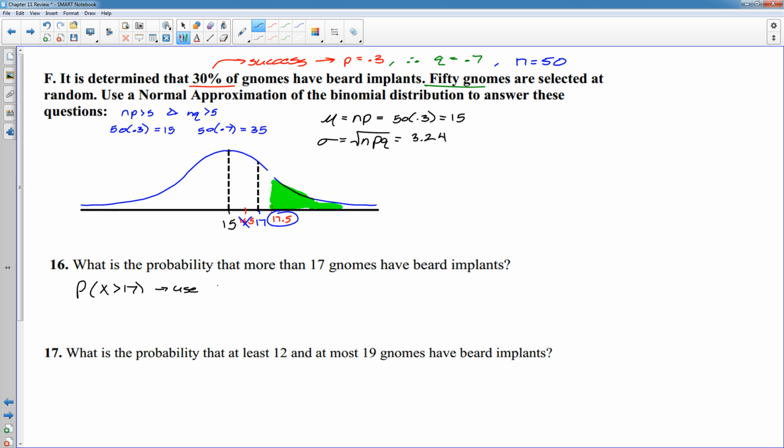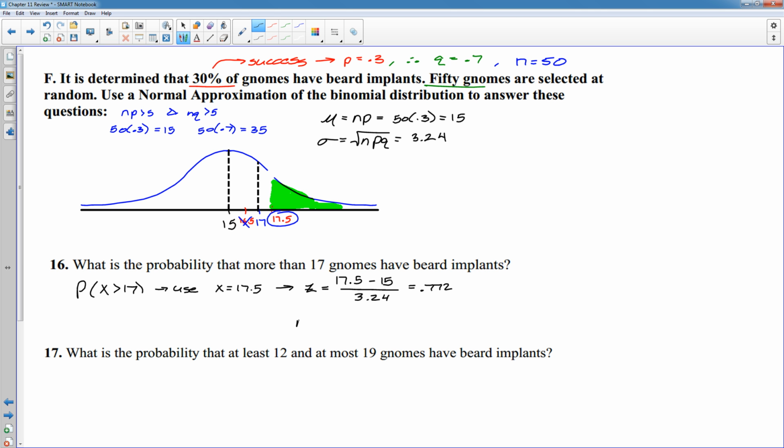So use x equals 17.5, and then once you choose your x value, it's all going to be the same as that last problem, the last situation. We compute the z-score, which is x minus the mean over standard deviation, which is 3.24. So we'll get our z-score, and the z-score is 0.772.